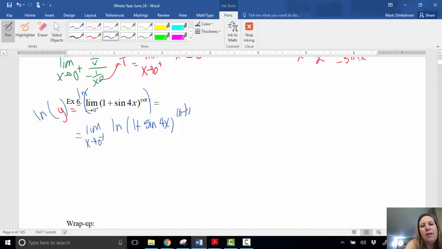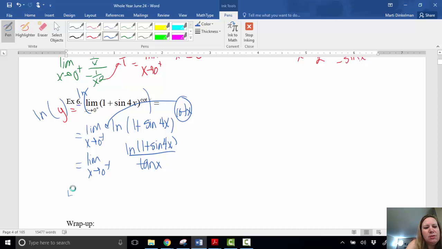And remember what logs do that's really awesome is it means we can take this exponent and turn it into a coefficient. So now it's not in the exponent anymore, so I should be able to manipulate it a little bit. So let's do this. Let's go limit as x approaches 0 from the plus. I'm going to have this natural log of 1 plus sine of 4x in the numerator. And this is a cotangent, so I'm going to put a tangent down here. That's how I'm going to make it into a fraction.